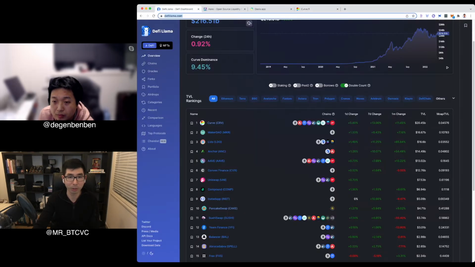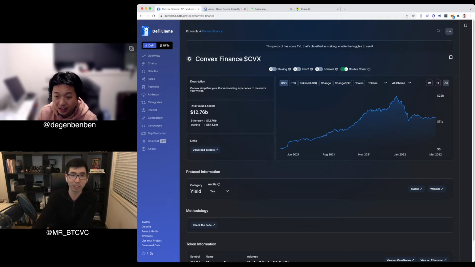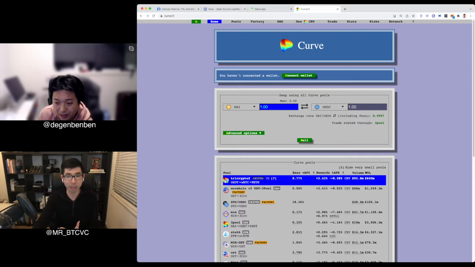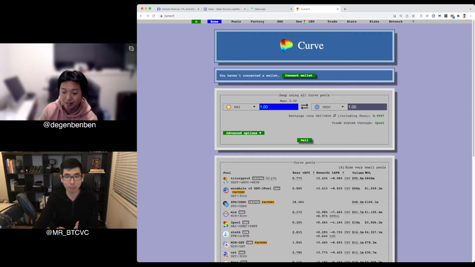And let's just go to, have you heard of Convex? No. So if we click into Convex here, it says in the description: it simplifies your Curve boosting experience to maximize your yields. When you own Curve and you are providing liquidity to Curve, if you stake your Curve, essentially if you lock up your Curve, you can get a boost in your APR, and that's what this variable rate is. Oh, okay.